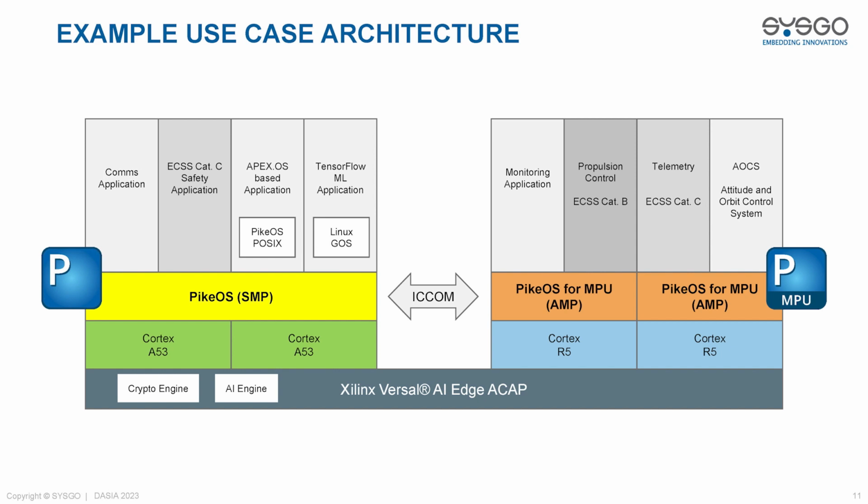Also some navigation application related to Apex.OS, so in some aviation environment. And on the other side, PikeOS for MPU can be used to host satellite functions with strict real-time requirements, for instance proportional control, AOCS, telemetry and telecommand, and fault detection, isolation and recovery. On the R5 cores, there could also be some payload control application in charge of communication and monitoring with the payload software running on the A cores. The combination of PikeOS and PikeOS for MPU allows the integrator of the system to take advantage of the benefits while still respecting functional safety and security constraints.